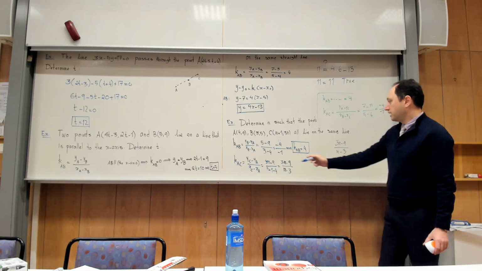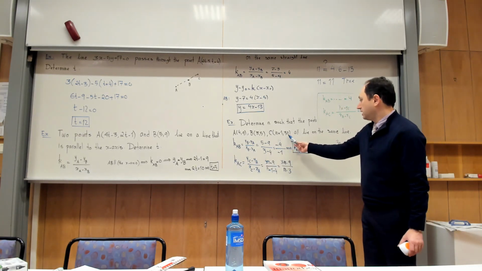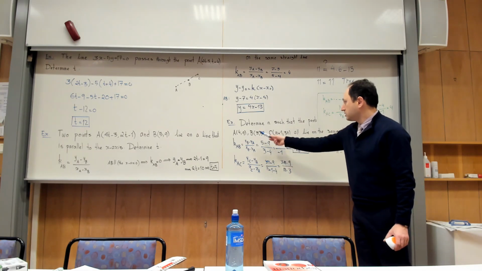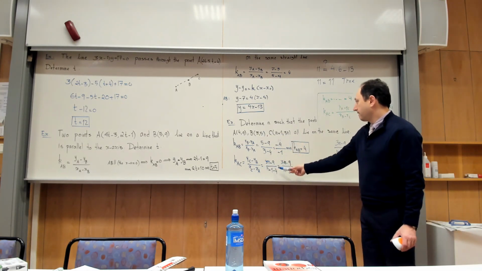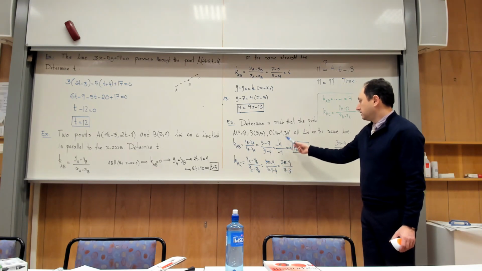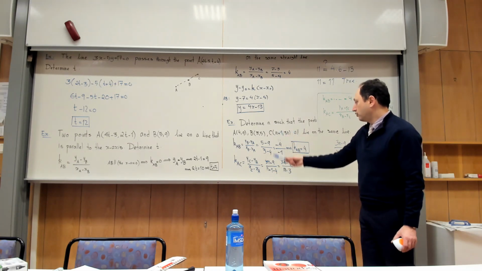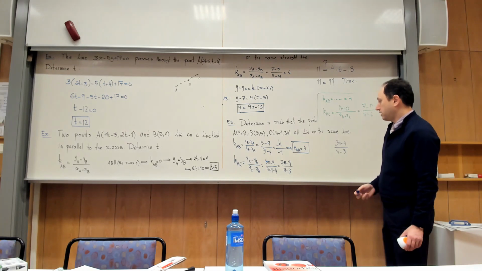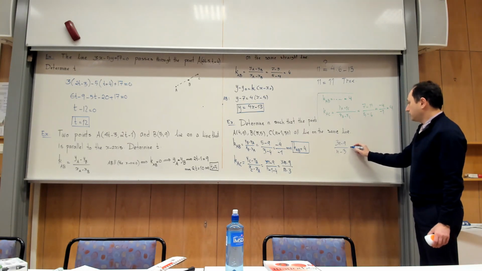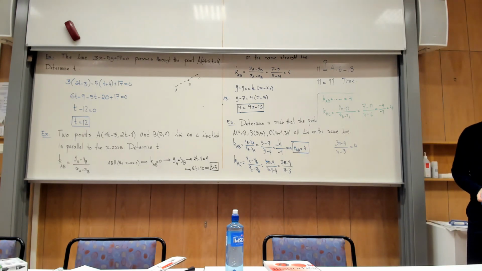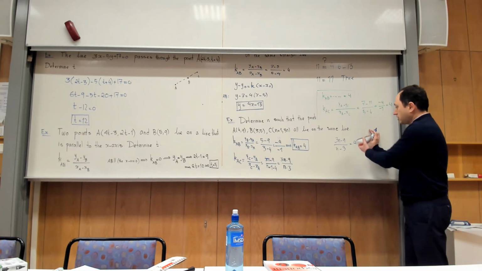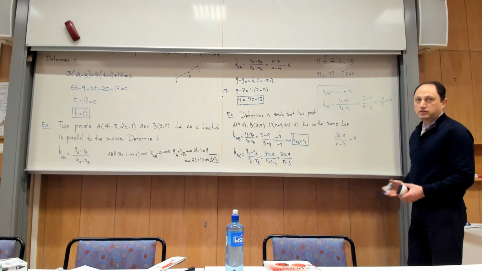So let me check my calculations. Y of C is 3n minus y of A is 9. That was correct. X of C is what? N plus 1. And then x of A is 4. So if you subtract them, it becomes n minus 3. That's correct. And then you want to make it equal to 4. Yes? Okay.